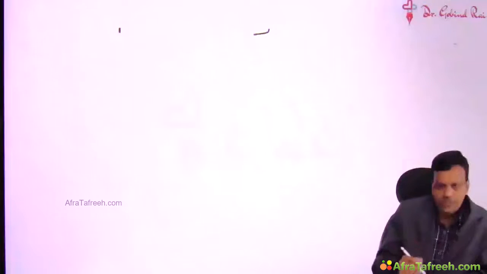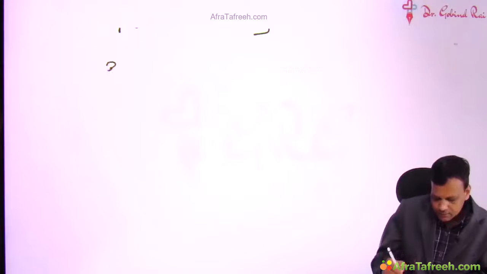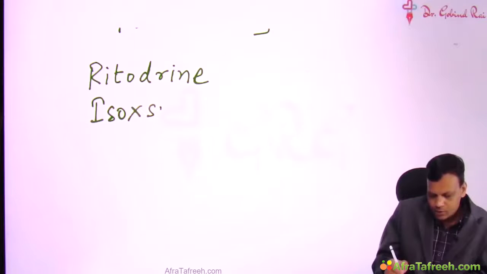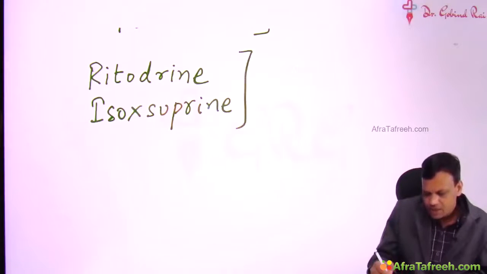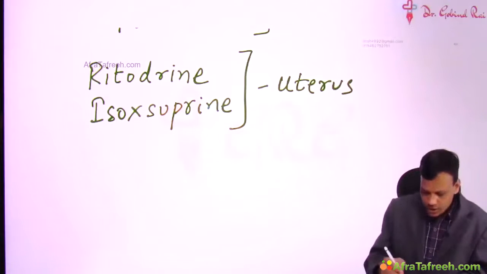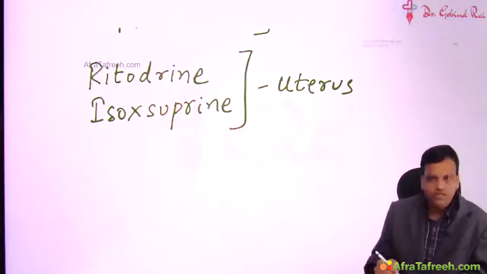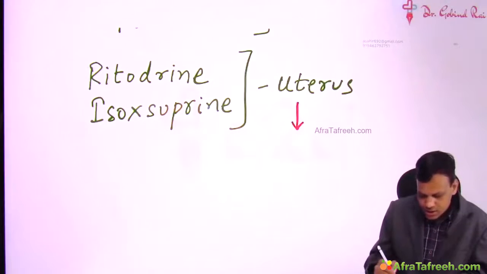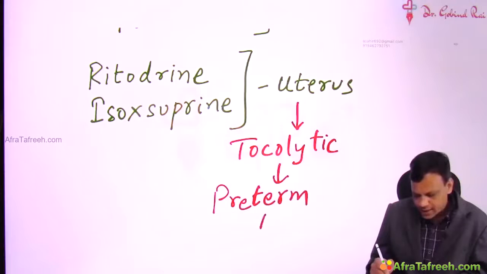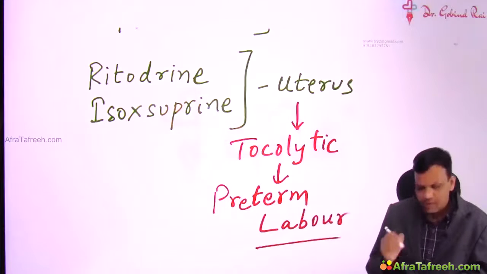We have another drug which stimulates beta-2 receptors. These are ritodrine and isoxsuprine. They also stimulate beta-2 receptors, but they are mainly used for their action on the uterus. So what is the effect of stimulating beta-2 on uterus? Yes, it relaxes the uterus. So these drugs are used as tocolytic drugs for treatment of preterm labor. So they are used to delay the labor pains in preterm labor.